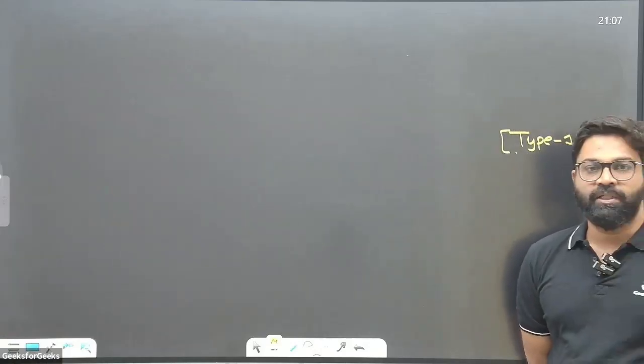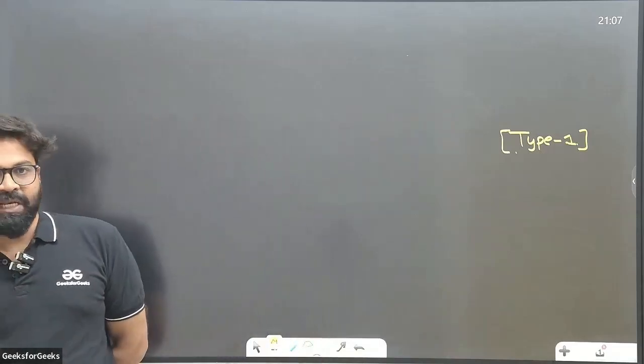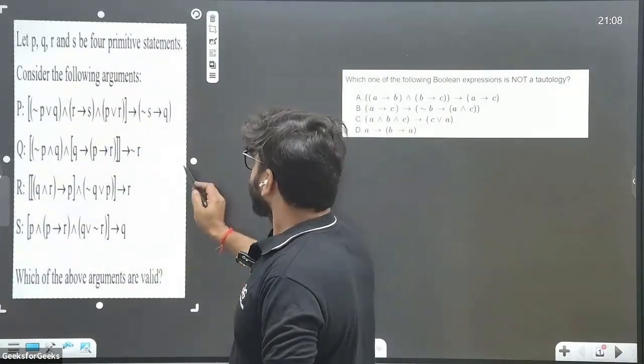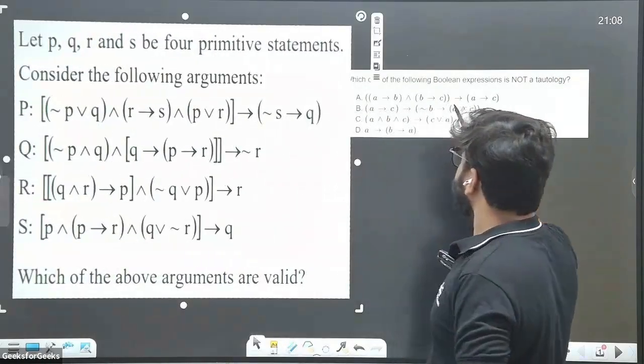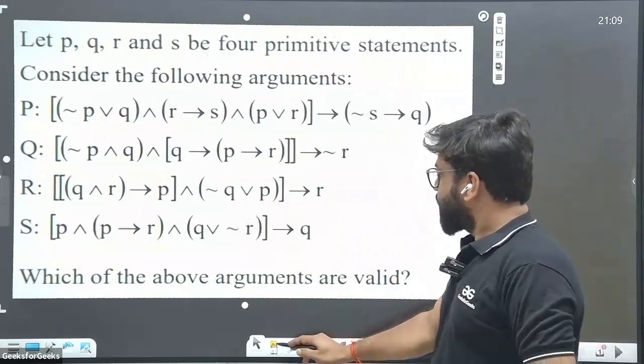But before asking about the other types, you tell me whether you understood everything related to type 1. Okay. Is it visible, everyone? Yes, sir. Visible. Right.